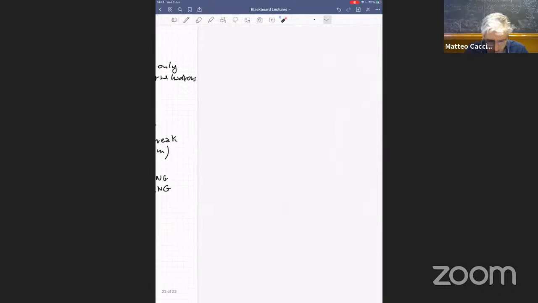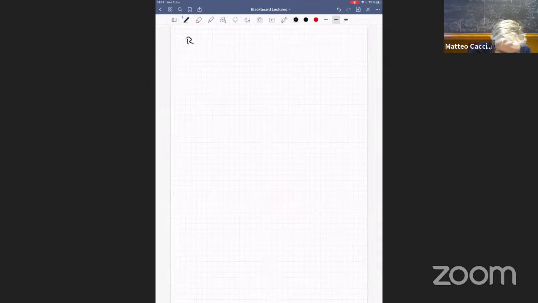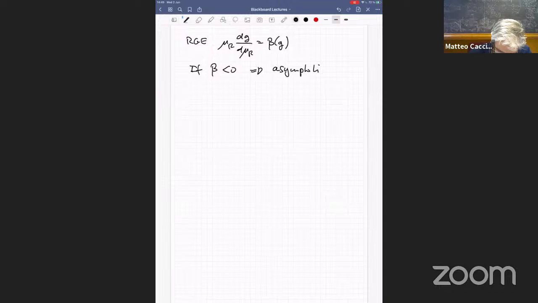So how do you do this? Well, you write down a renormalization group equation for the coupling, and that's the beta function as a function of g. If this beta function is less than 0, then you have asymptotic freedom. So it all comes down to calculating this thing in a particular theory and seeing whether it comes out negative or positive.